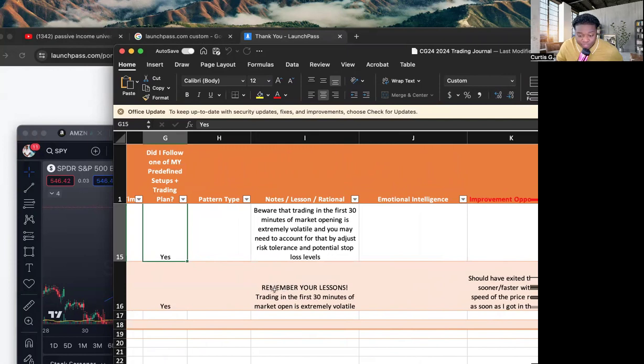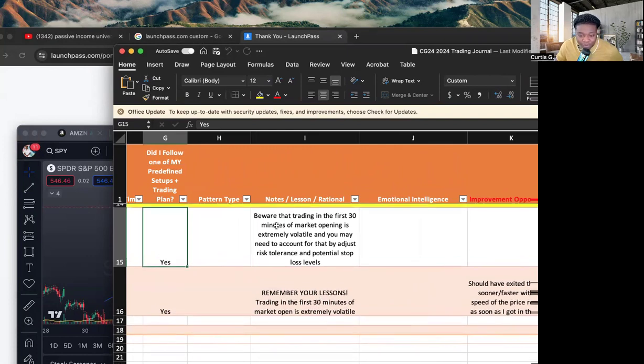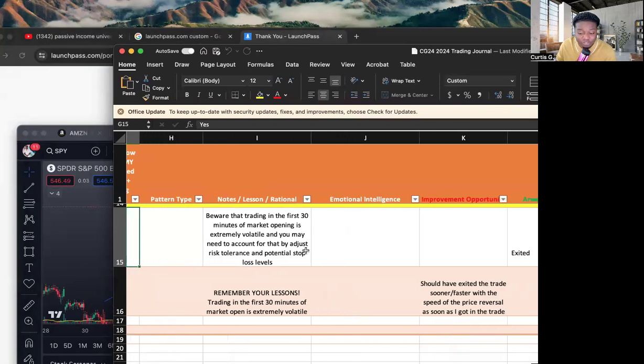Like here was one of my recent trades. Remember your lessons. Trading in the first 30 minutes of the market open is extremely volatile. Be aware that trading in the first 30 minutes of market opening is extremely volatile. So look, I've had this on here twice. So this is something that I got to improve on because I typically get into trades really fast if my setup presents itself. And that's usually within the first 30 minutes of the market opening. And so sometimes I get shook out of a trade. Sometimes I get stopped out. And what I have to remember is that it's very, very volatile in that first 30 minutes.